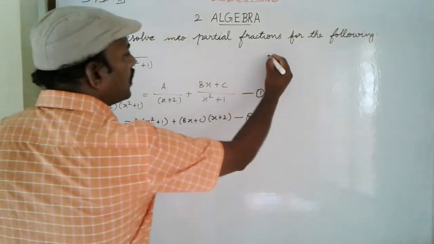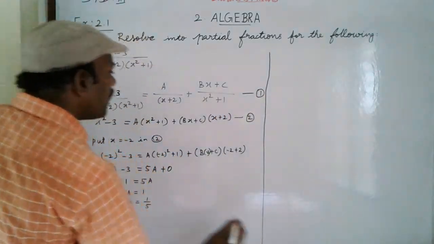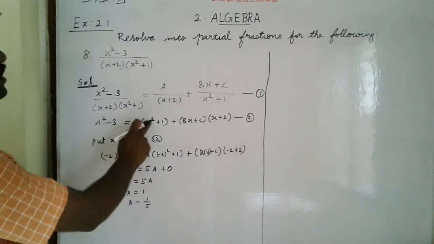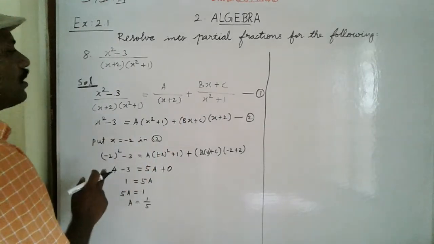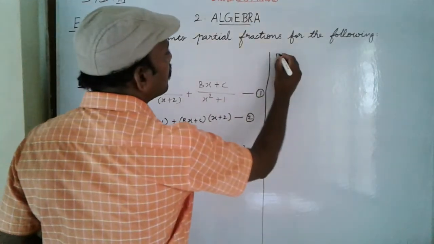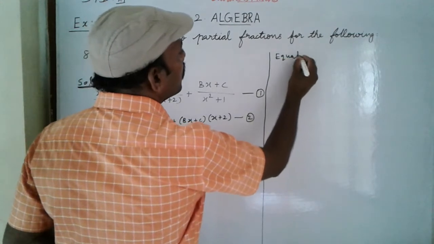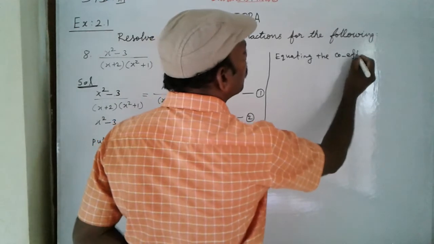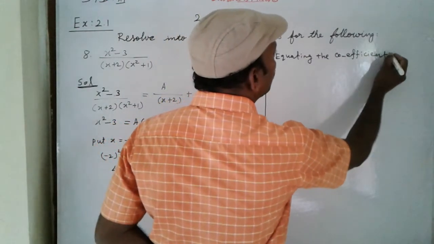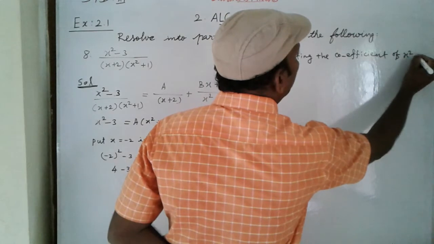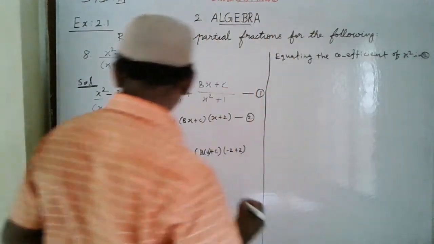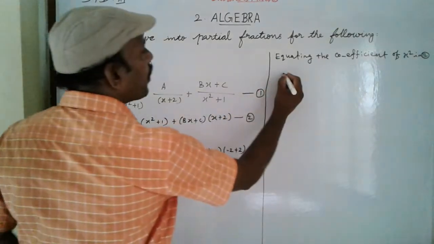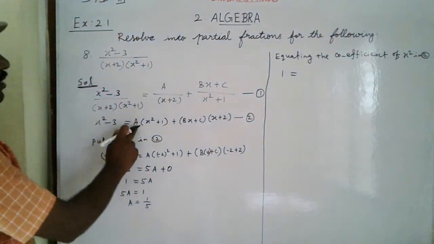So next we should find out B and C values. Equating the coefficient of x², then we get the B value. So equating the coefficient of x² in the second equation. The coefficient of x² is 1 here. 1 equals A into x².